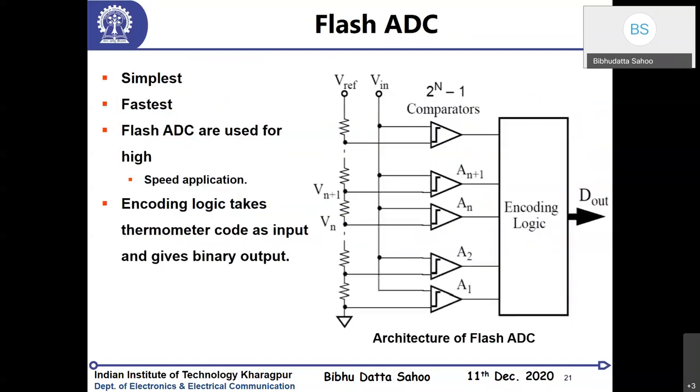So now the flash ADC is the simplest and it's the fastest. And you find this being used in digital oscilloscopes very often. So they use these 8-bit flash ADCs operating at 10 gigasamples per second. Serial links also use flash ADCs of 3 or 4 bits. Flash ADCs are used for very high speed applications. Encoding takes thermometer code as input and gives binary code as output.